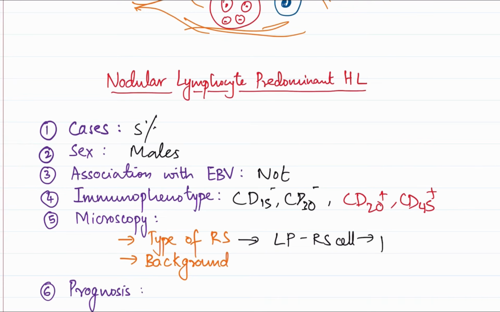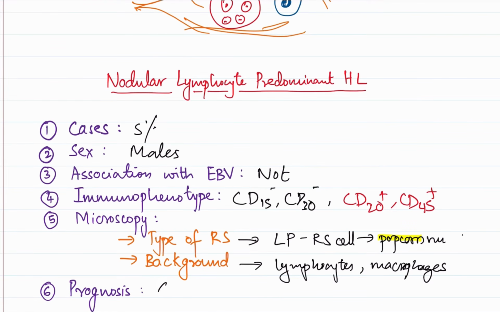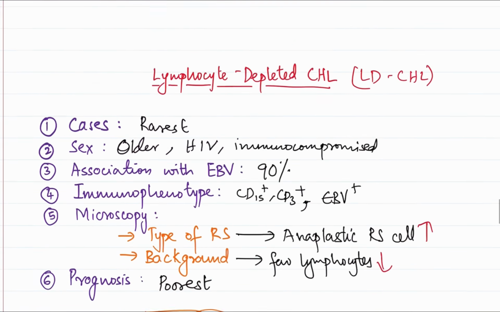And the background, so it will have a popcorn nucleus. That is the main feature that we need to remember. There will be popcorn nuclei. And in the background, there will be other cells. So there will be lymphocytes and macrophages. The prognosis is usually excellent. So that's in a nutshell about the 5 types.